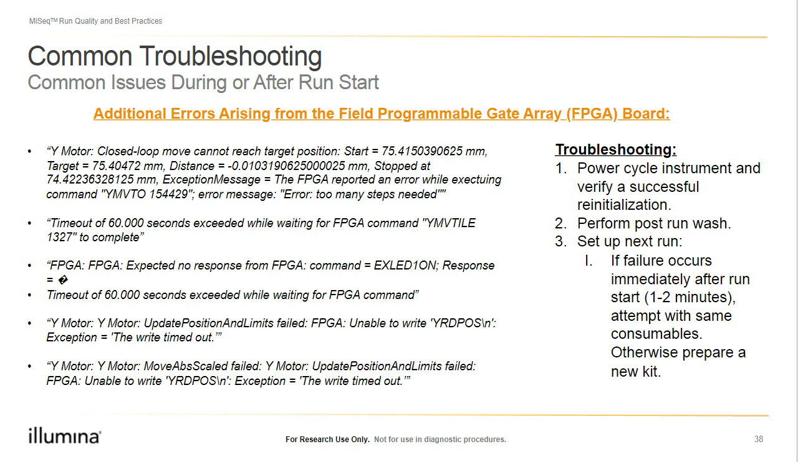We can then go ahead and set up the post-run wash, and if everything completes as normal, you may set up the next run. If your error, which caused the failure, occurred immediately after run start, within 1 to 2 minutes, we generally advise attempting to set up with the same set of consumables since they may have not been marked as used. Otherwise, we'd prepare new consumables to not waste a whole bunch of time setting up runs a few times and then getting a used reagent error here.